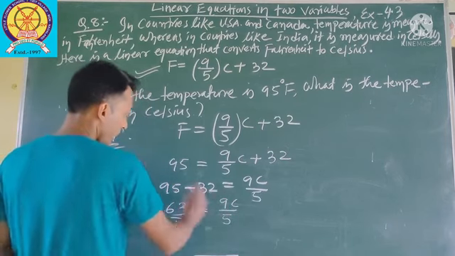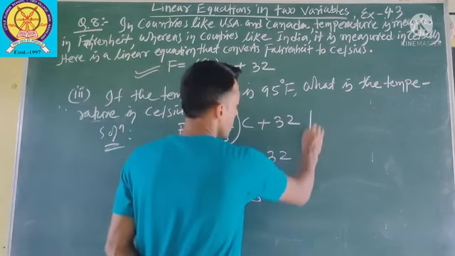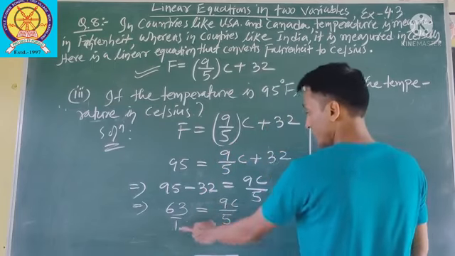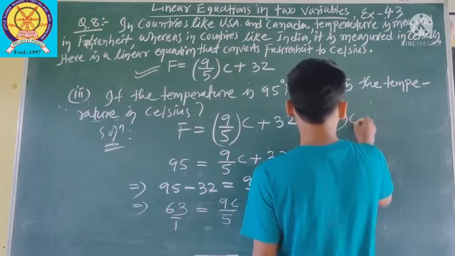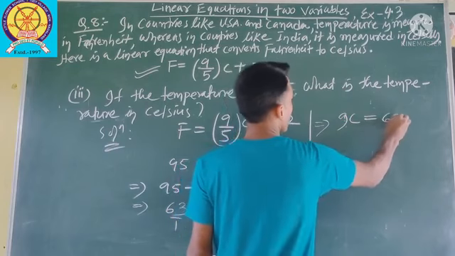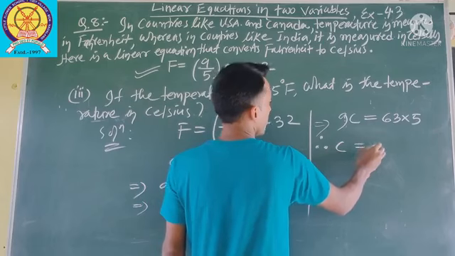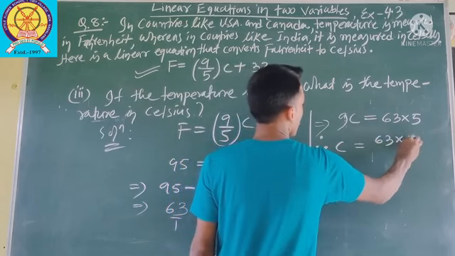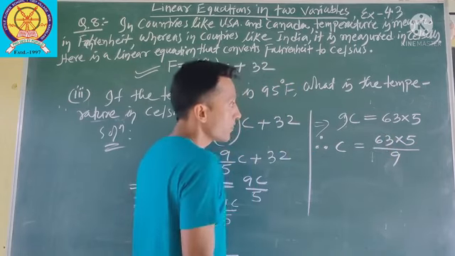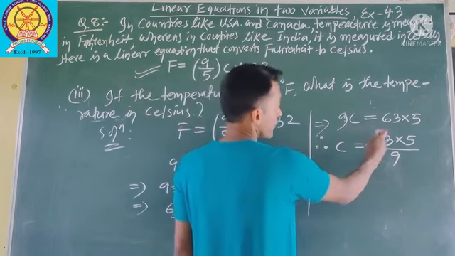So you do cross multiply. This 63 has denominator 1. 9C into 1 is 9C, and 63 into 5. Therefore C is 63 into 5 by 9. Now you see the common factor of both numerator and denominator. We check the common factor between this numerator and denominator.